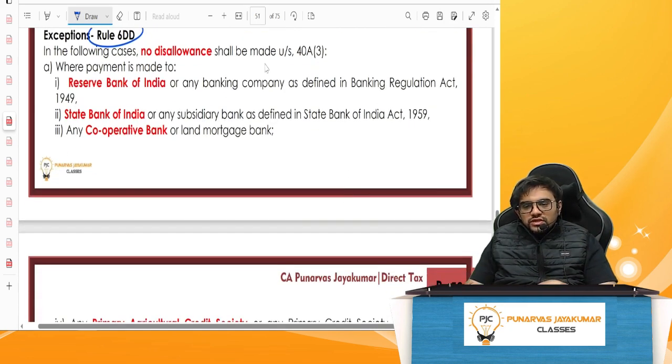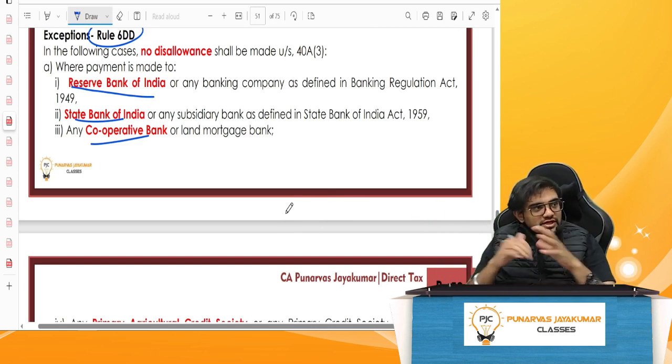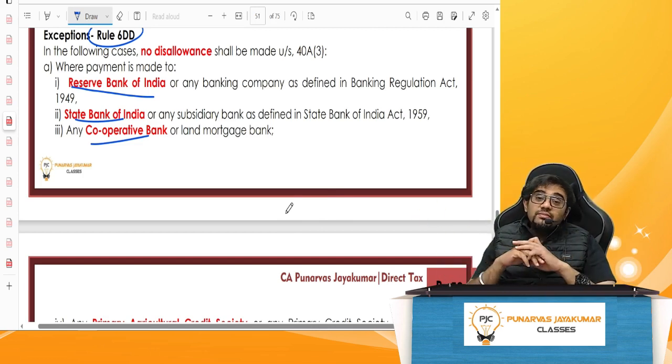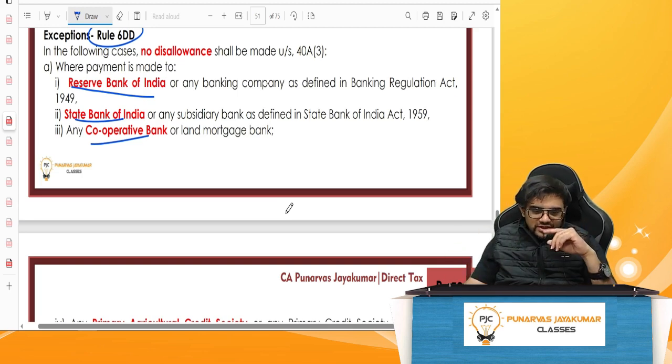So no disallowance shall be made under 40A(3) where payment is made to RBI, Reserve Bank of India, State Bank of India, Cooperative Bank, all these things. SBI will be sleeping Bank of India, it's called. Suddenly when they wake up, if payment is made to them, no problem.